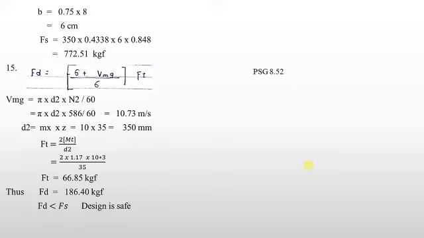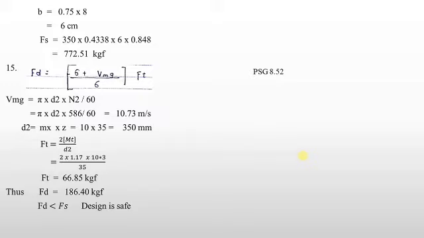Now step 15. Equation for the dynamic load is 6 plus Vm upon 6 into Ft, on page 8.52. Now speed for wheel is pi d2 n2 upon 60. d2 is calculated by mx, the axial module, into z. 10 into 35 is 350 mm. Put in the equation of speed, and we got speed is equal to 10.73 meter per second.